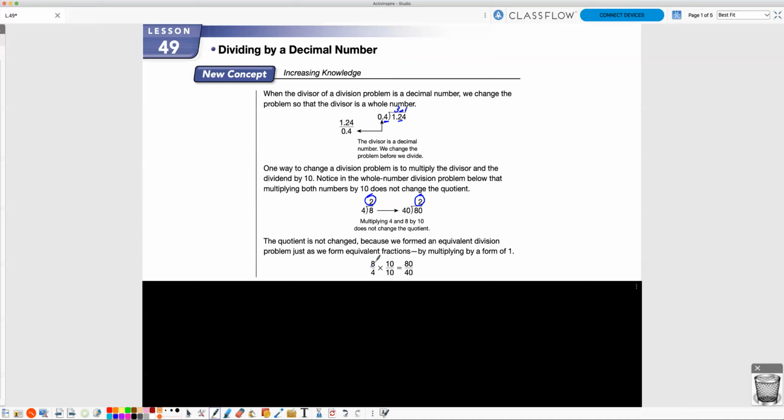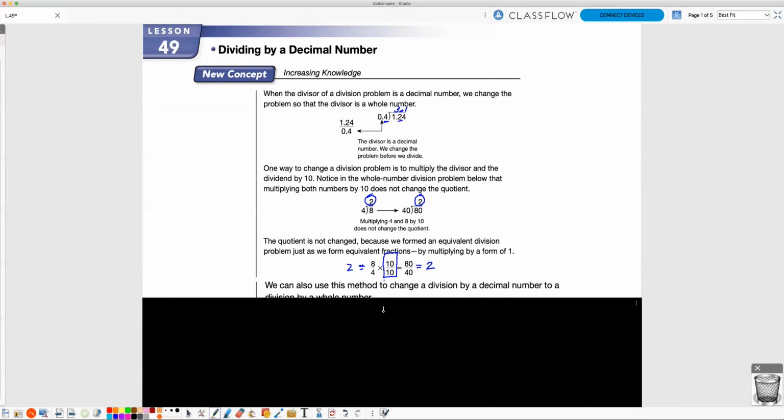So like 8 over 4 times 10 over 10, which is like a form of 1. 10 over 10 is the same as 1. It would be 80 over 40. Well, what's 8 divided by 4? Well, that's 2. We know that that equals 2. We know that 80 divided by 40 also equals 2. So it's an equivalent division problem.